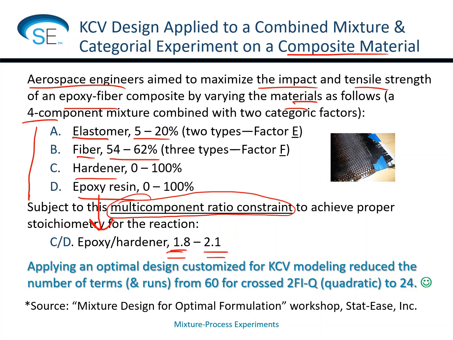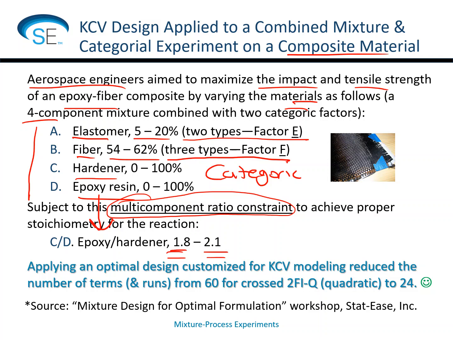Now what's interesting is they also substituted in for the elastomer 2 types. We call that factor E. And then for the fiber, 3 types. We call that factor F. These are categoric factors. So we've thrown together a lot of things into one experiment.